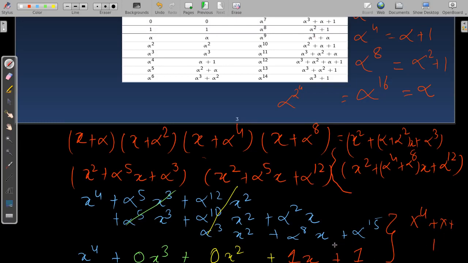Okay, is this clear? So this is how we actually calculate the minimal polynomial of a field element β. In this case β was equal to α. It may have been α², still the result is going to be the same. It may have been α⁴, it's going to be the same. It may be α⁸, it's going to be the same, because α², α⁴, α⁸ are conjugates of each other.